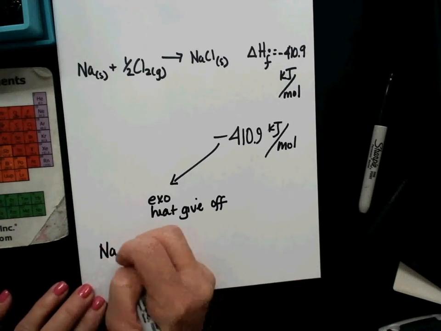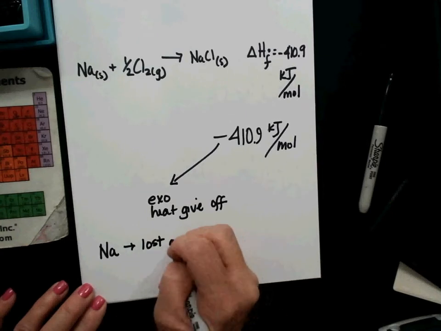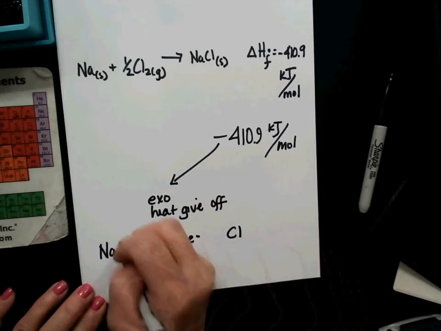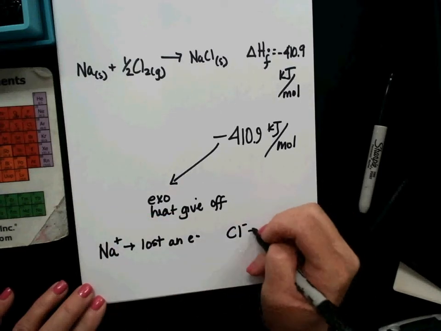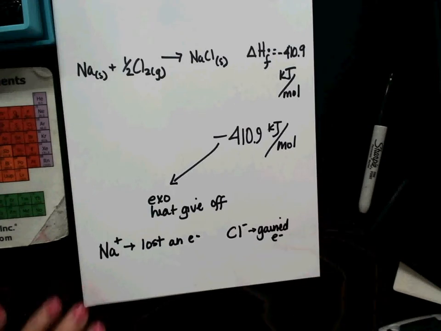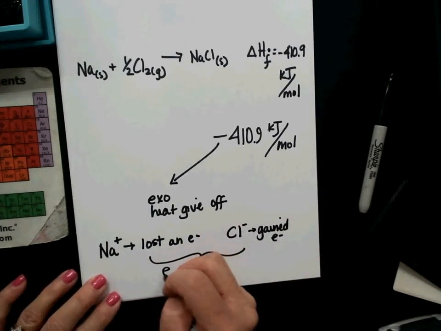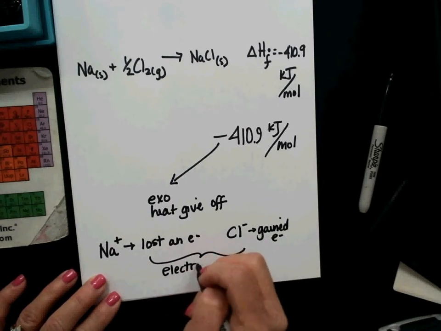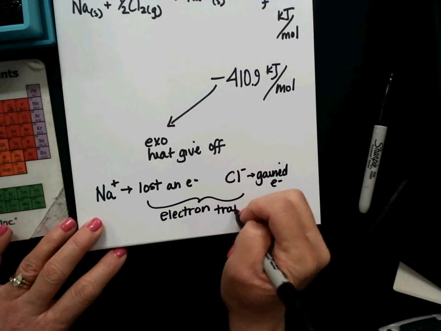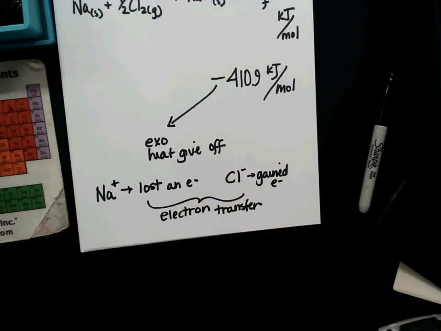When I look at this, I can say that Na, if you're asked to evaluate it, lost an electron. Cl gained an electron. So from here to here, there's electron transfer.